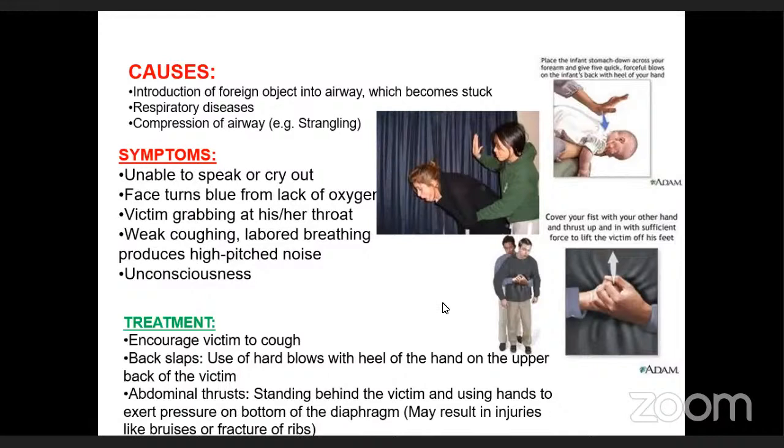Okay, then we have abdominal thrust, standing behind the victim and using the hand to exert pressure on the bottom of the diaphragm. It may result in injury like bruises or fracture of ribs. Okay.